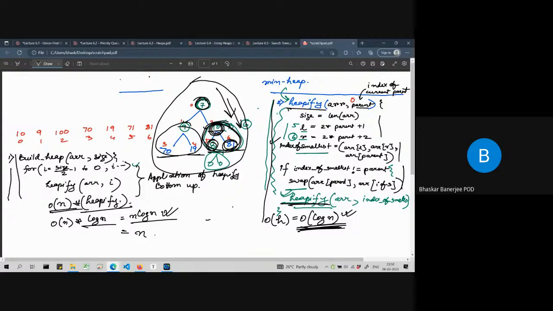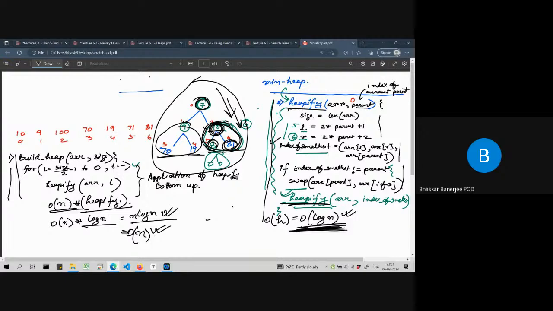Fine. So as of now, please remember the build heap operation is order n and heapify is order log n. Keep these two things in mind. Order log n is a very simple, normal analysis. Build heap is order n, just keep that in mind. The proof is not in the syllabus, but we would still try to discuss it in the next class.